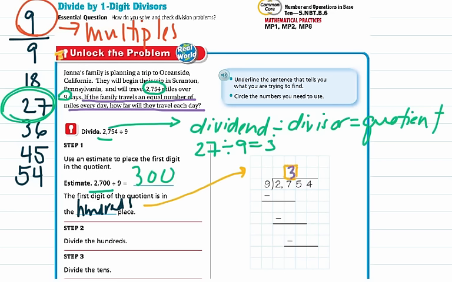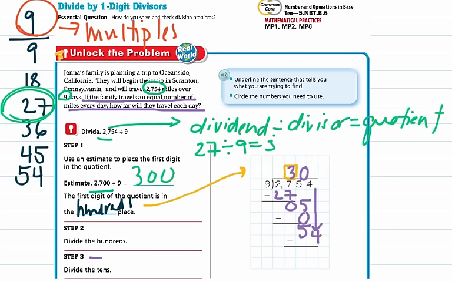27 divided by 9 is 3. Now we're going to multiply. 3 times 9 is 27. So we subtract 27 minus 27, and we get 0 hundreds and 5 tens. Next, we're going to divide the tens in step 3. But we know that there is no number times 9 that would give us 5, so we're going to place 0 in the tens place. 0 times 9 is 0, and then we're going to subtract 5 tens minus 0 tens, which is 5 tens. We regroup and we bring down the 4, and we have 54.